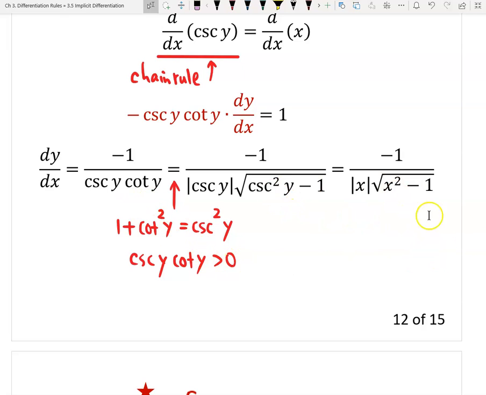Okay, so we have the last step. Of course, what is it? Back substitute. Use cosecant y equals x, right? And then plug back. We have the formula. So this is all the proofs for these 6 types of inverse trig functions. But there are a lot of formulas, so we do have to memorize all these formulas.